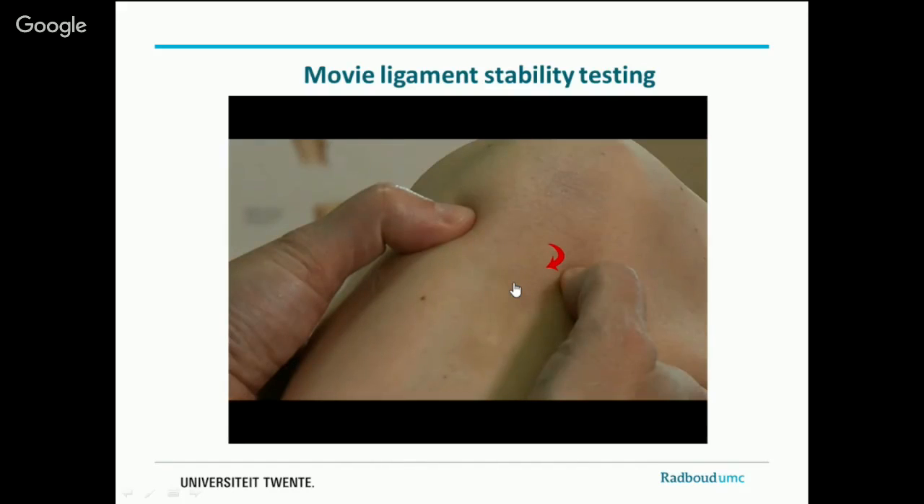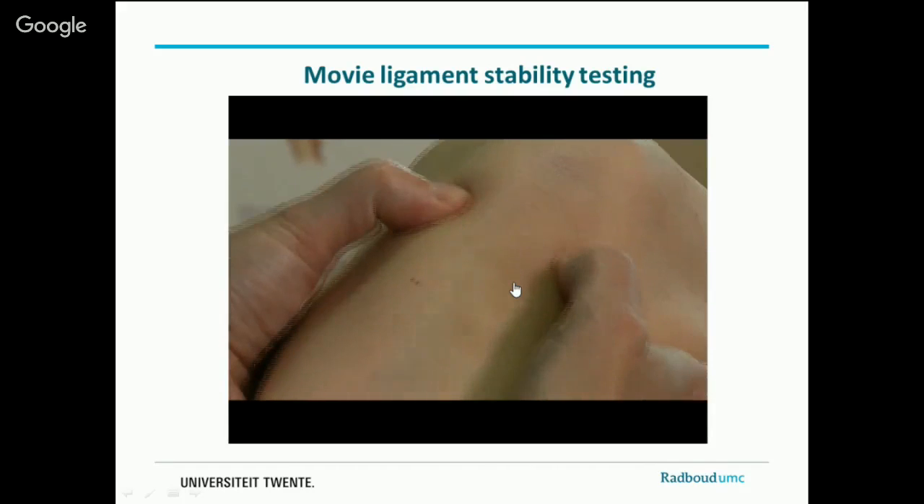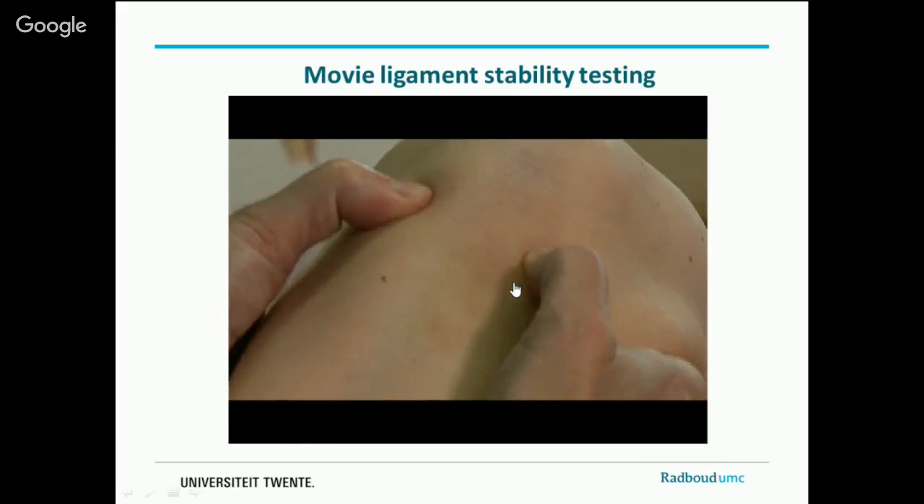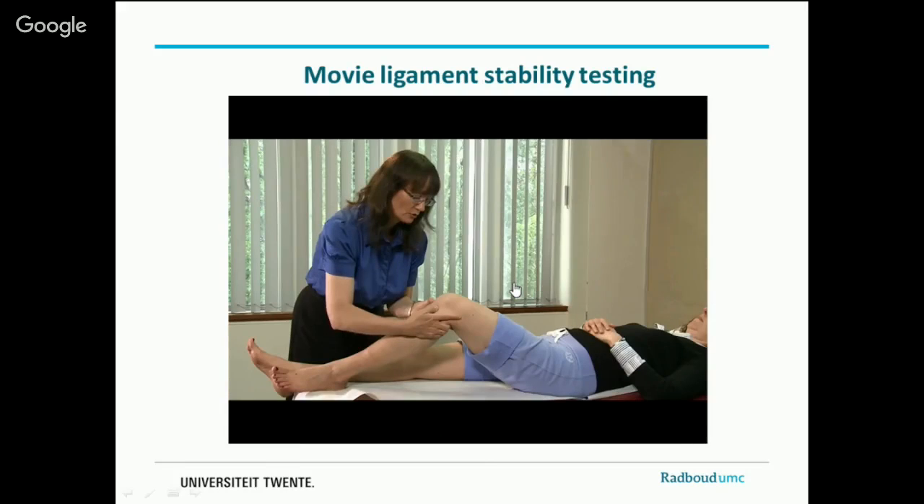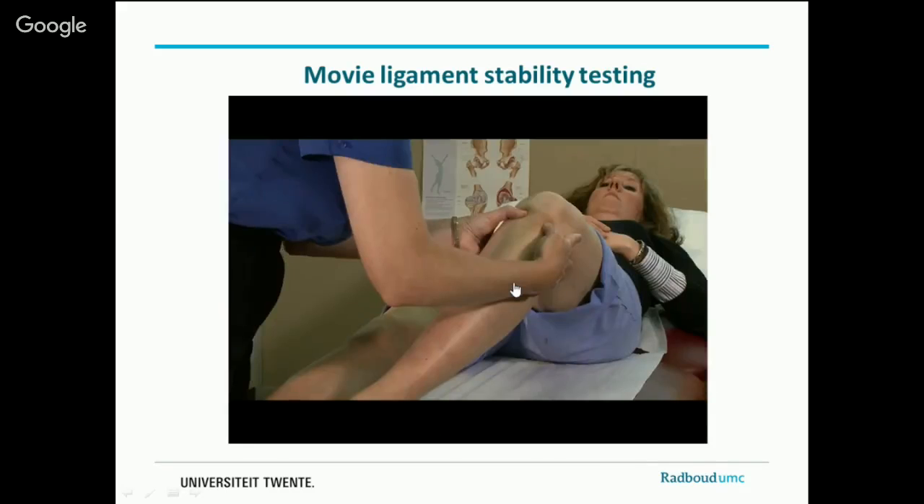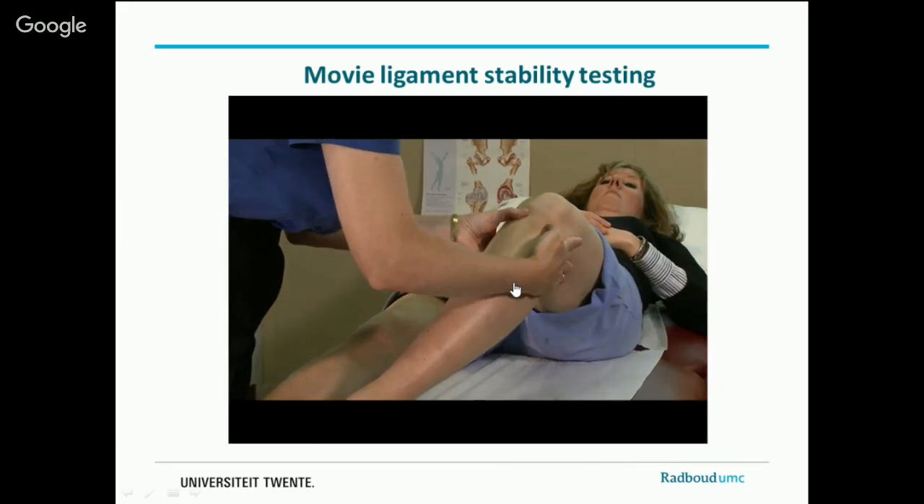So the anterior cruciate ligament integrity is tested with the anterior drawer test, where you pull the tibia forward and look for movement of the tibia in relation to the femur. And you can see that there's actually forward movement. So the anterior drawer test is positive. Posterior drawer test tests the posterior cruciate ligament integrity, where you push the tibia back in relation to the femur and watch for movement, and there's none.